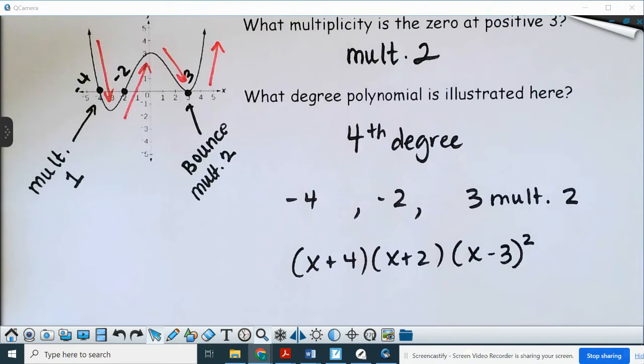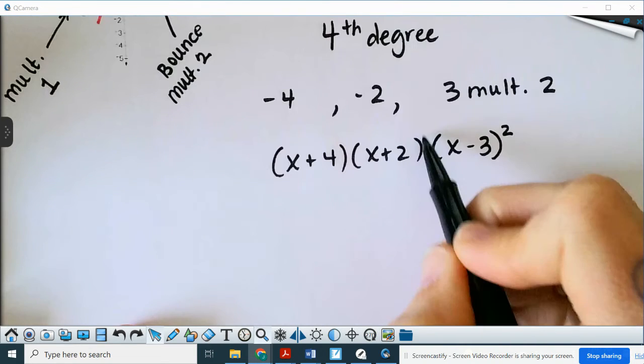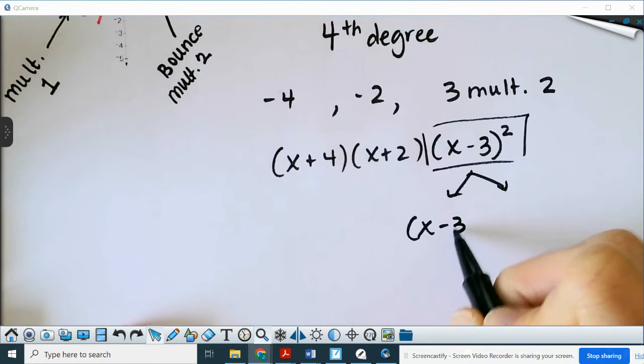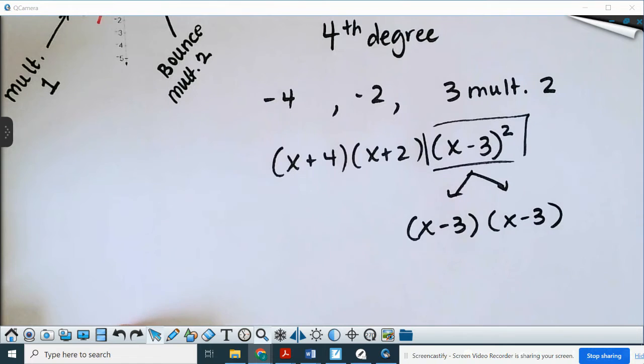written as such. Remember, though, if you were having to write your polynomial and actually go through and multiply, you're not distributing that 2. That is actually 2 factors, binomials of x minus 3, x minus 3. So you'd have 3 terms, 4 factors to multiply together to get that right.